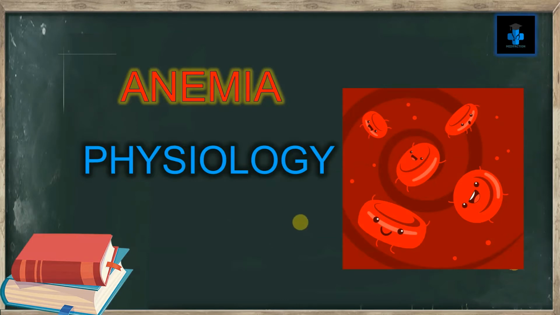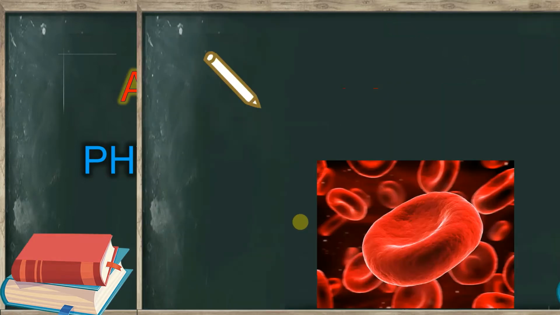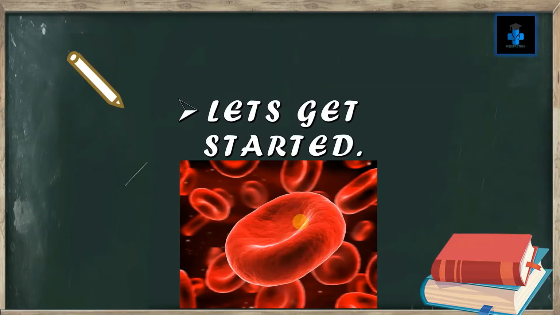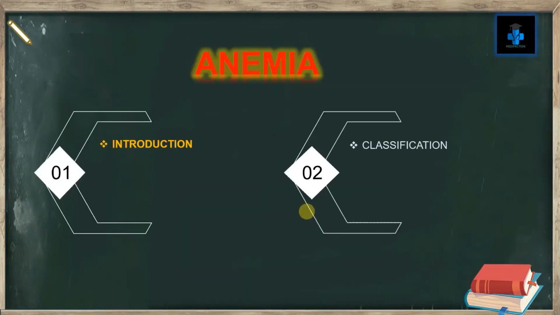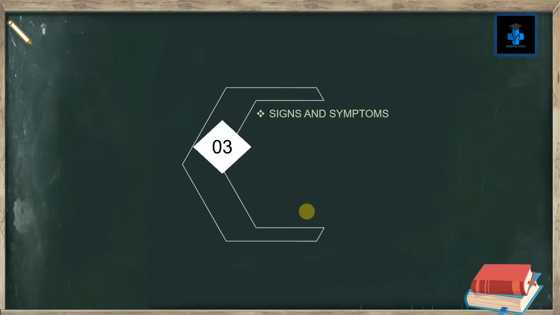So today let's learn about the physiology of anemia. So what is anemia? Anemia is a condition in which the blood doesn't have enough healthy RBC or red blood cells. So to learn more about it, let's get started. In this video, I'm going to enumerate an introduction about anemia. We're also going to discuss the classification of anemia and the signs and symptoms of anemia.